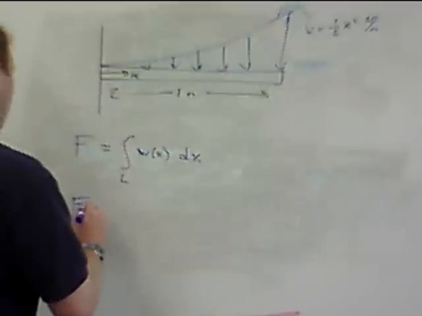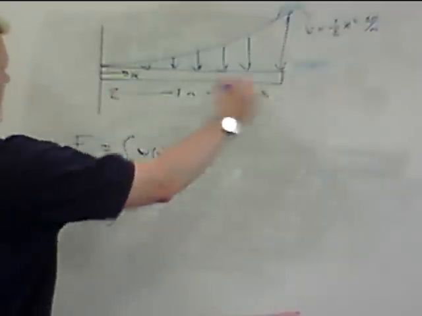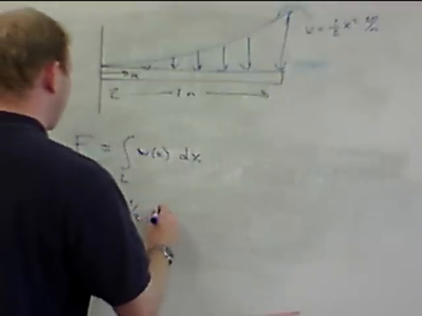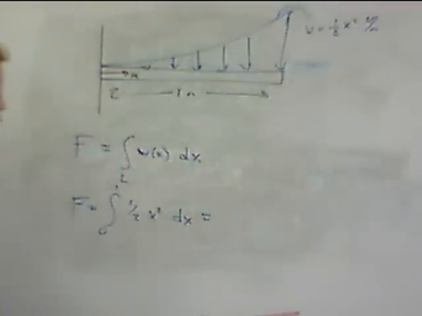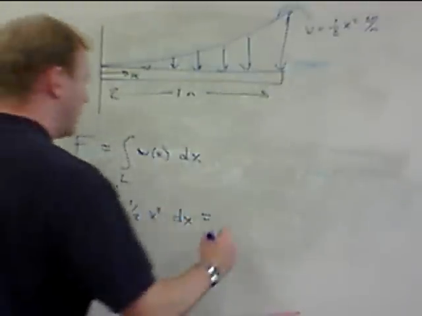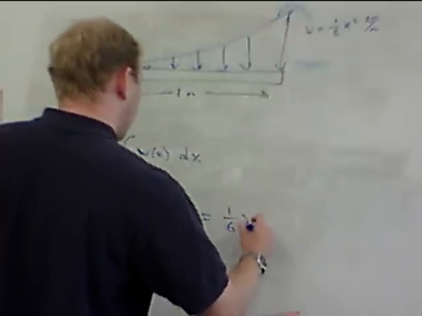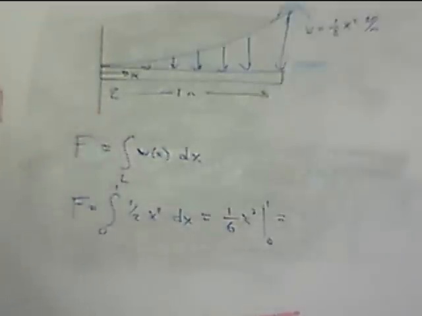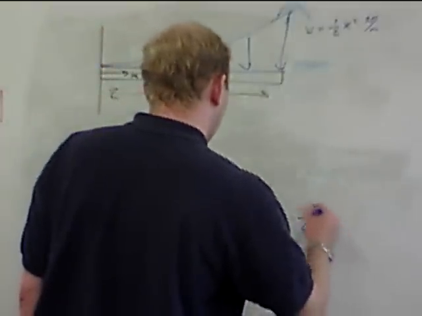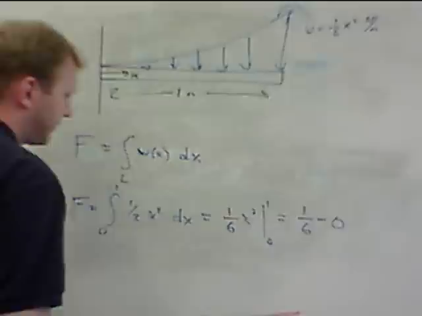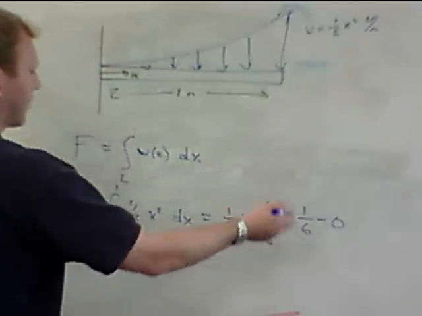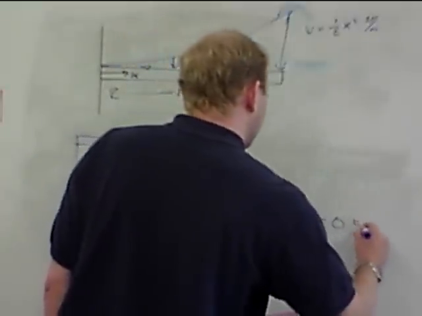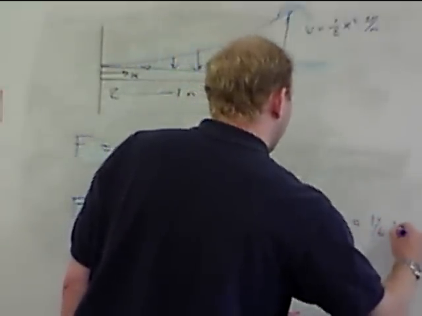We have F equals the integral, again the length goes from 0 to 1. The function here is 1/2 x squared dx. Integrate that, we end up with 1/6 x cubed, evaluated from 0 to 1, equals 1/6 minus 0. Again, 1 cubed is 1 times 1/6, and then 0 cubed is 0 times 1/6 is 0, equals 1/6 of a Newton.